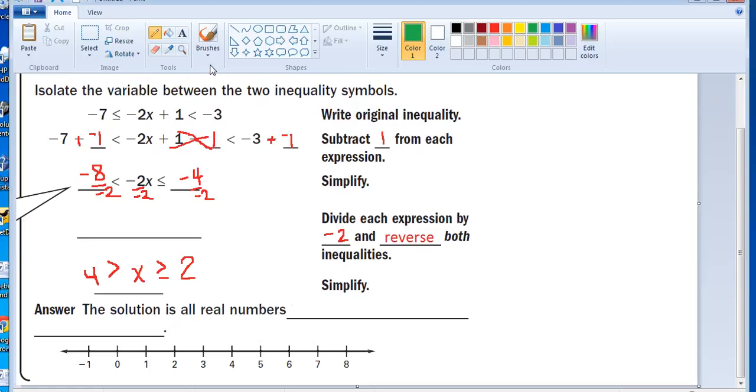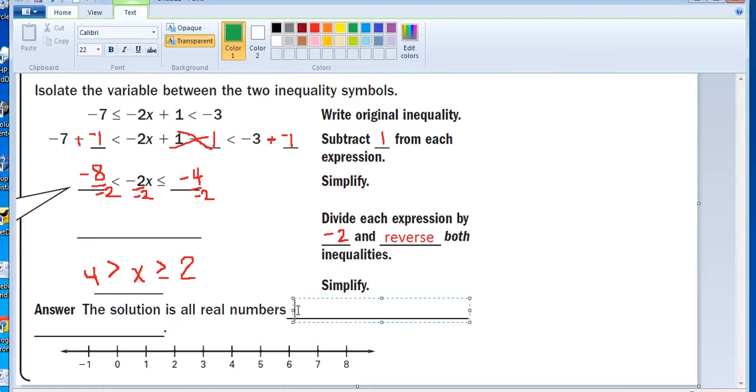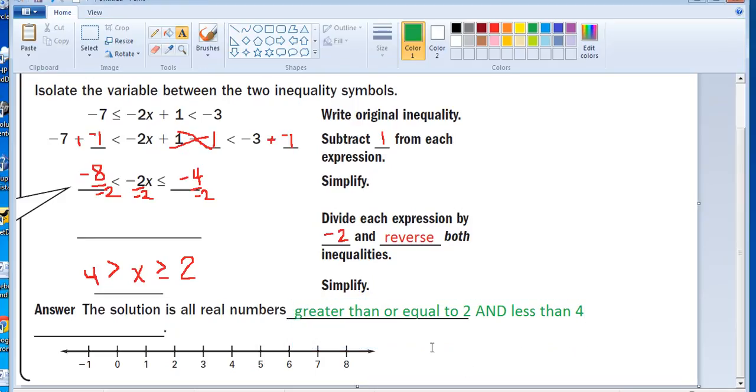So the solution is all real numbers greater than or equal to 2 and less than 4. Okay, let's do it on the number line so we can see what these look like.